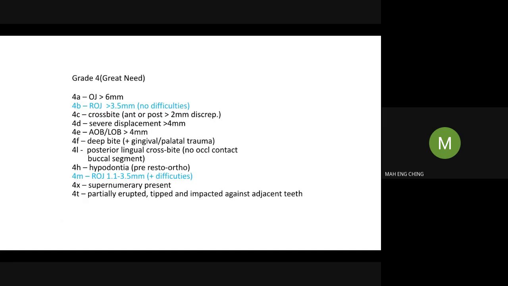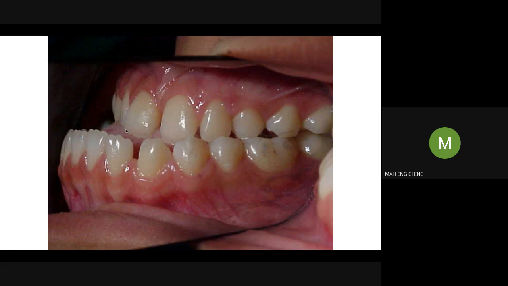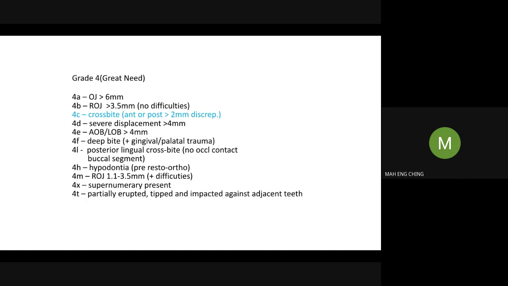So we can look at it one by one. Reverse overjet up to 3.5 with no difficulty, consider 3B. With difficulty, consider 4N. So for this one, reverse overjet between 1 and 3.5, if there is no difficulty, consider 3B. With difficulty, consider 4N. Then crossbite, anterior and posterior, with a 2 mm discrepancy.